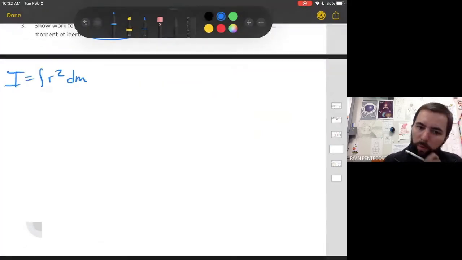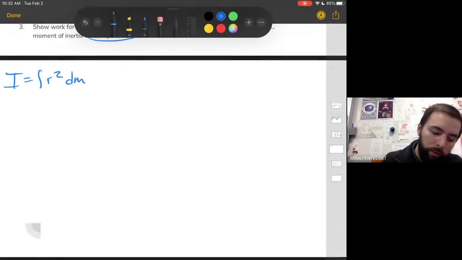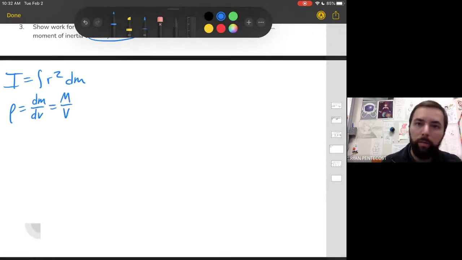Now, let's break down dm. This is a 3D object, so we are going to use rho, which is dm divided by dv, or just mass divided by volume, right? Now, if we want to substitute dm out, dm could be rho dv.